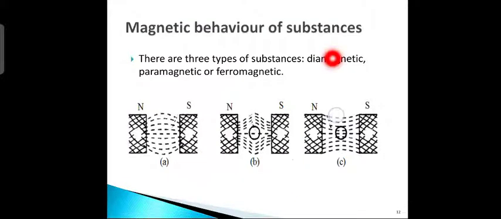Now next we shall see the magnetic behavior of substances. Which are the 3 different magnetic behaviors of substances? There are 3 types of magnetic behavior: diamagnetic, paramagnetic and ferromagnetic. This is the diagrammatic representation, A, B, C. A represents the magnetic lines of force passing through vacuum. B represents the magnetic lines of force pushed away by the diamagnetic substance. And C indicates the magnetic lines of force passing through the paramagnetic substance.